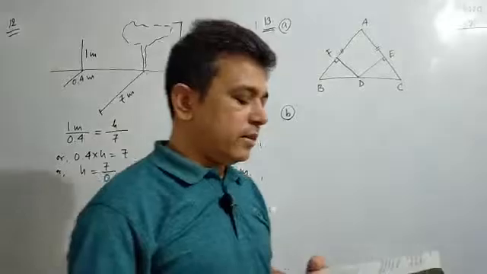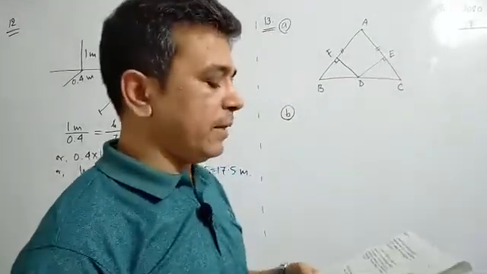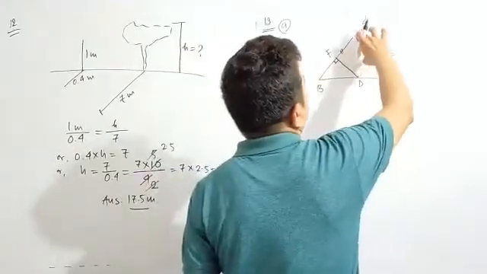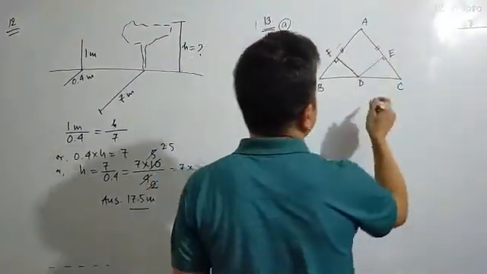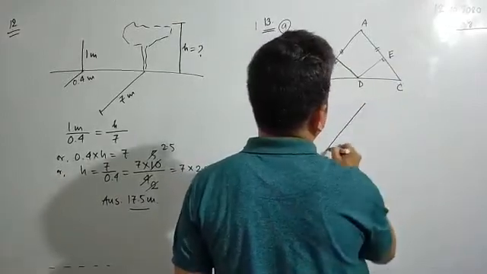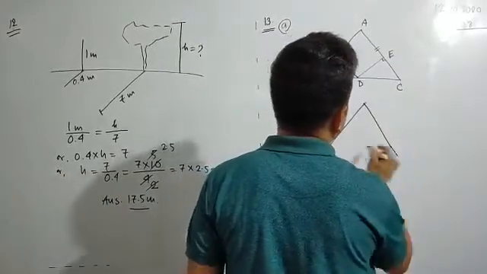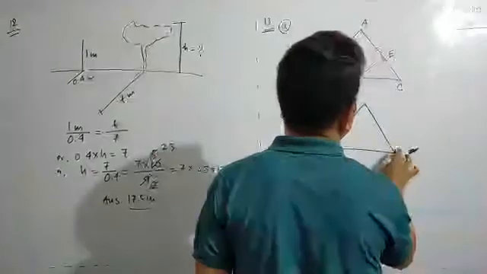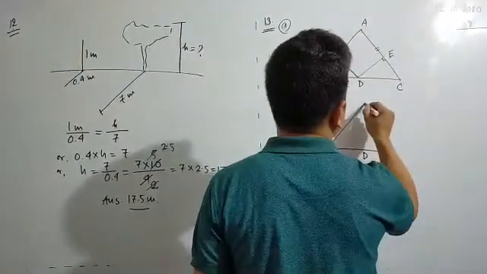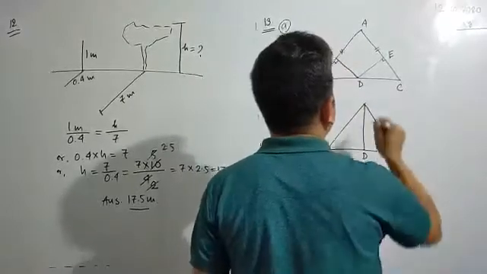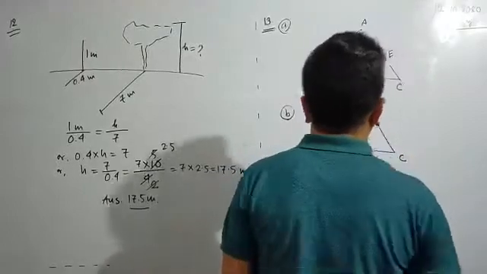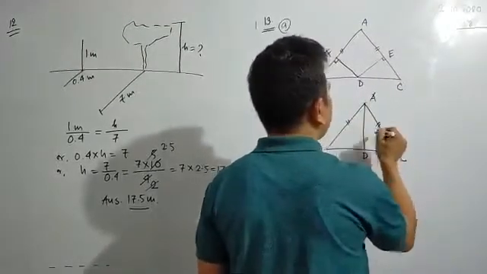Number B, what is it? Show that AD is perpendicular to BC. Okay, so look at that, we have to join AD. We don't need these perpendiculars actually. Directly you can write this way. This is the midpoint. A, B, C, D. AB equals AC is given.